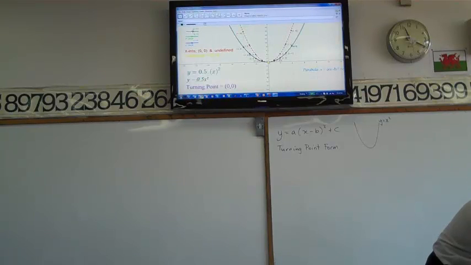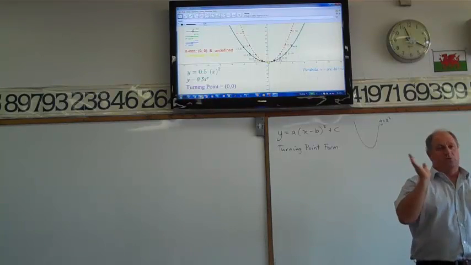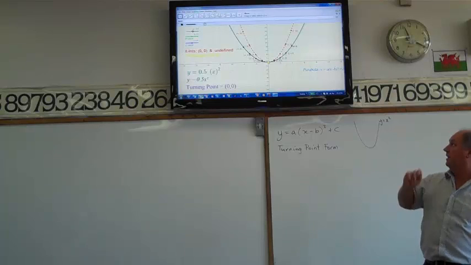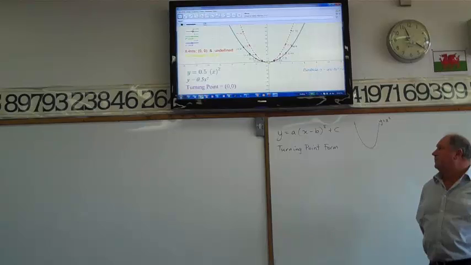Now make it a half. How would you describe that compared to the original graph, which is the red dotted one? Wider. It's wider. Okay, so can you draw that graph in, please? All the y values are now half of the original y values.